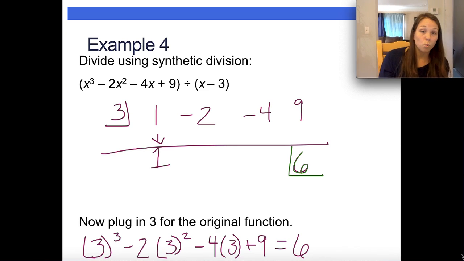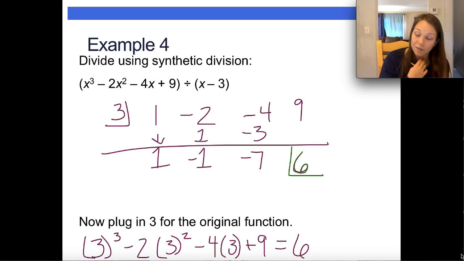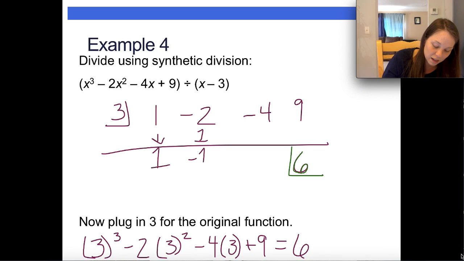So starting off, 1 times 3 is 1. Adding straight down, and I get negative 1. Negative 1 times 3 is negative 3. Adding straight down, and I get negative 7. Uh-oh, I did something wrong. Let's see here. Oh, I know what I did wrong. And I know I did something wrong because I have my key next to me and the numbers weren't lining up right. So I apologize.